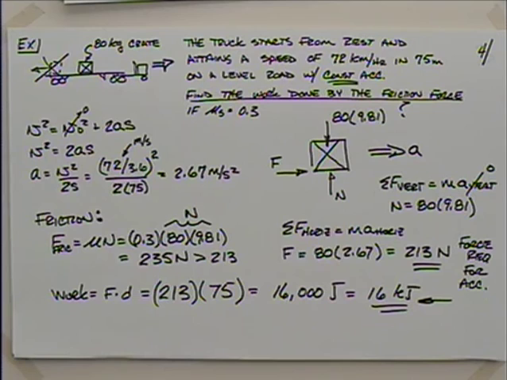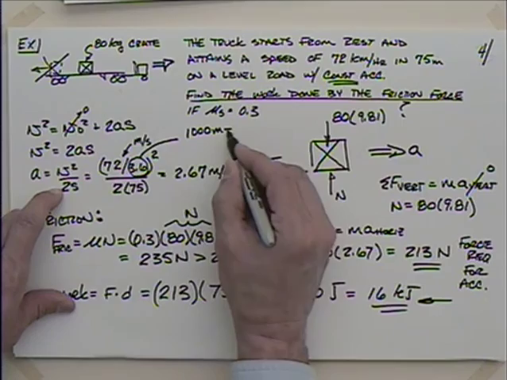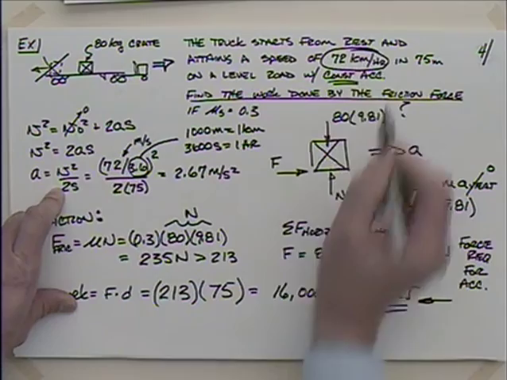Yes? For acceleration, what did you get? 3.6. 3.6, that thing comes from our conversion. We have 1,000 meters is equal to 1 kilometer, and we also have that 3,600 seconds is equal to 1 hour, because I had to convert my kilometers per hour to meters per second. Other questions?